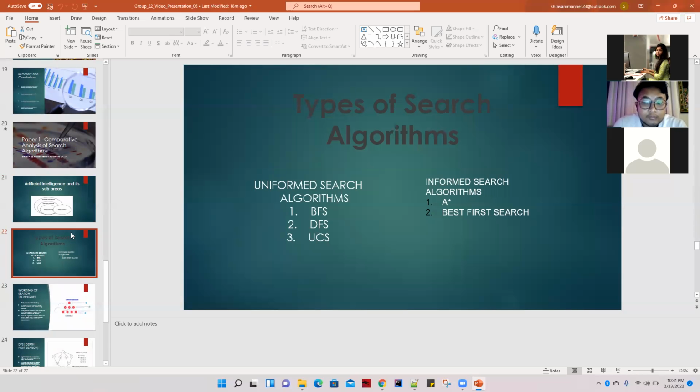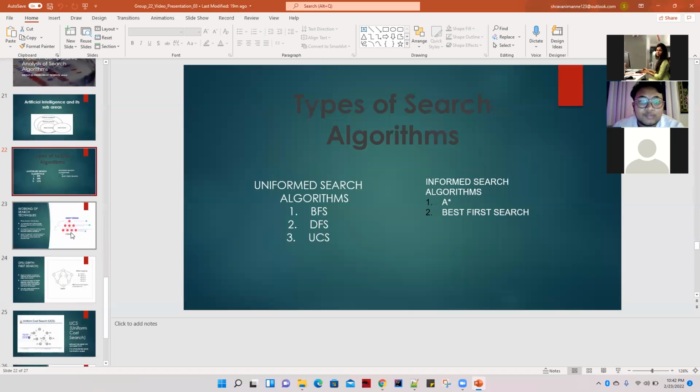Uninformed search algorithm. An uninformed search algorithm is a class of general purpose search algorithm which operates in a brute force way. It does not have any additional information about the state of the search space that it's going to traverse. So it is also called blind search. It includes techniques such as breadth first search, depth first search, uniform cost search, iterative deepening, and bidirectional search.